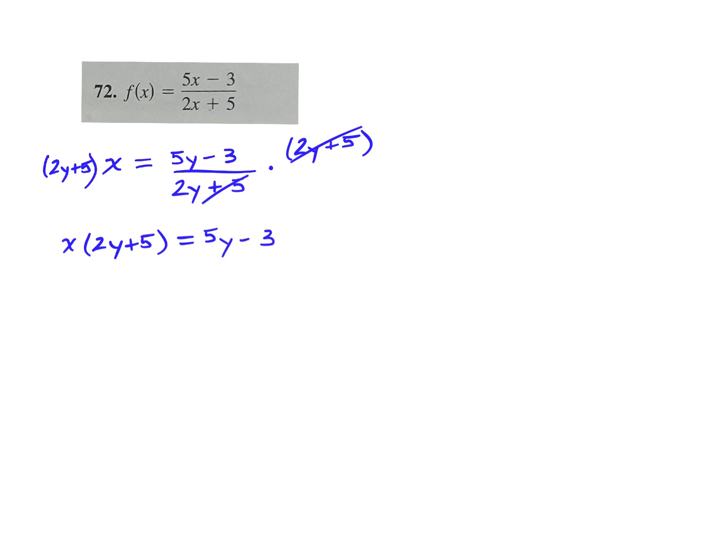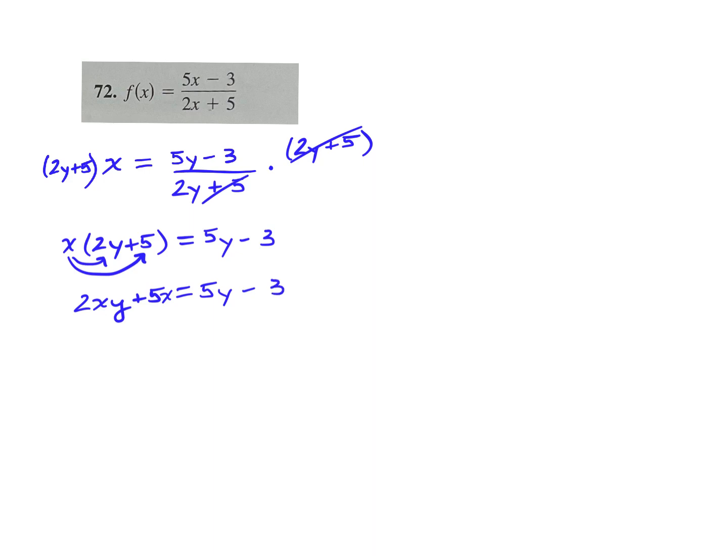Now again, the issue you have here is that you have two terms that contain y, and we have to get them on the same side of the equal sign, and right now they're on opposite sides. The first thing I'm going to do, though, is distribute this x through the parentheses, and I think you'll see why in a moment. You're going to have 2xy plus 5x is equal to 5y minus 3.